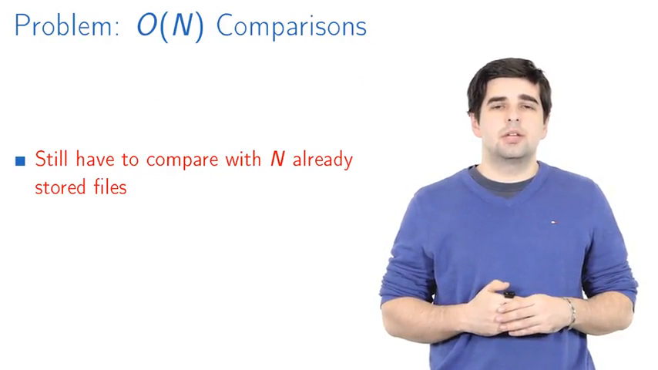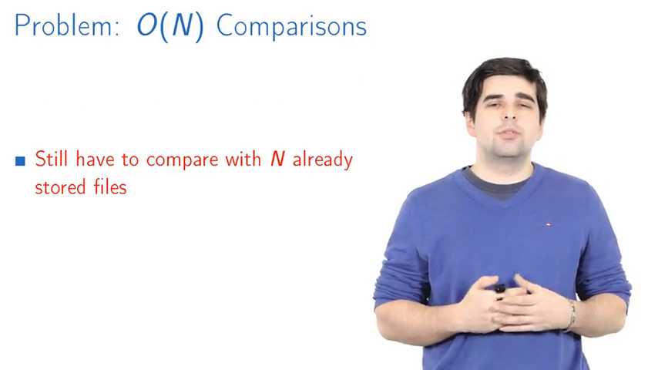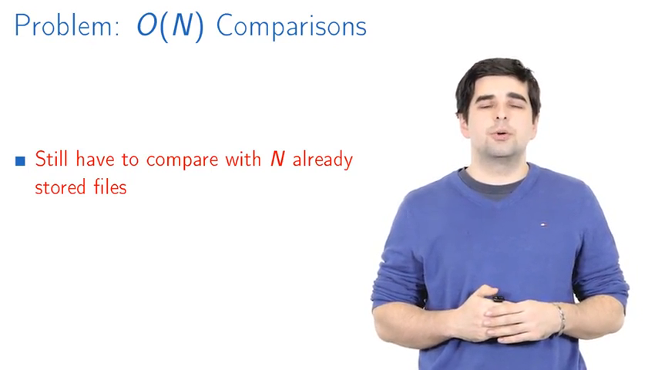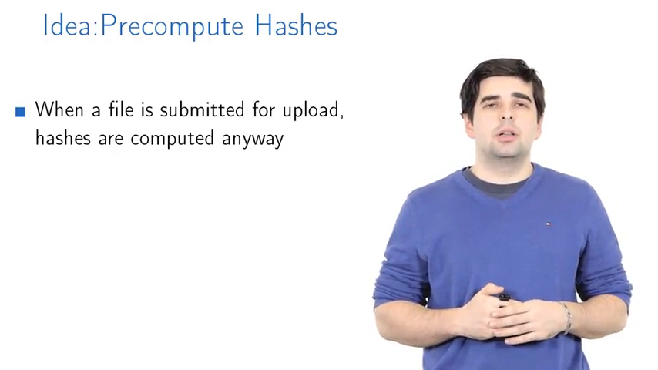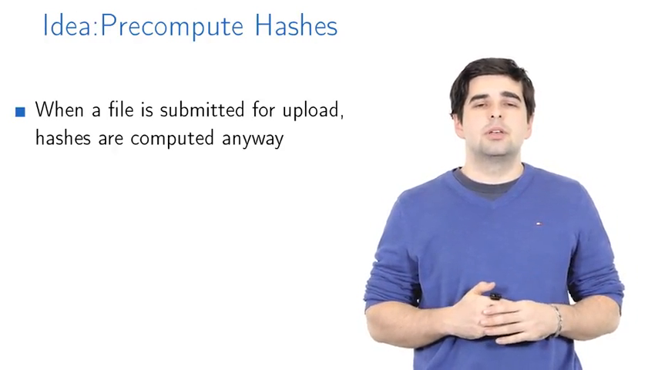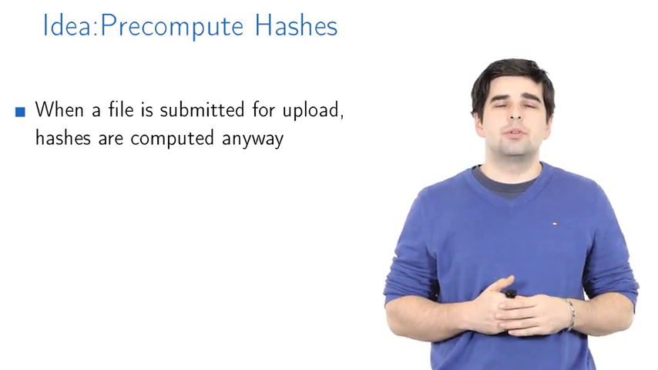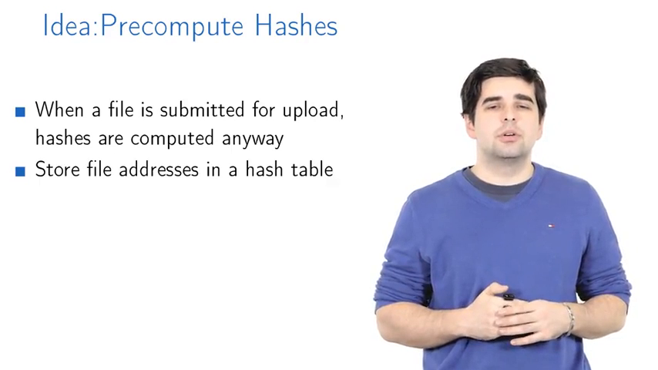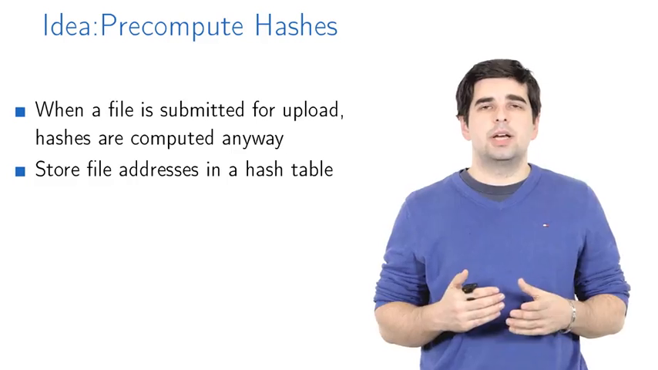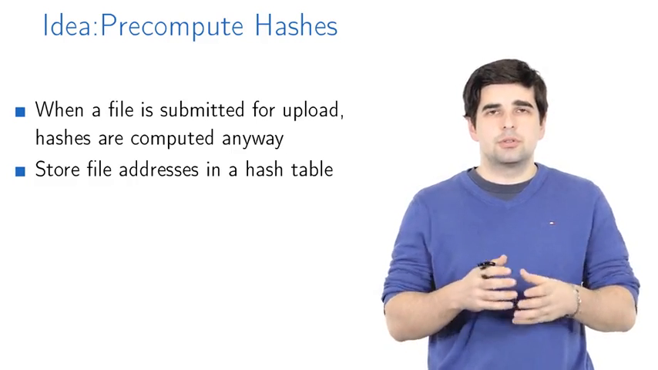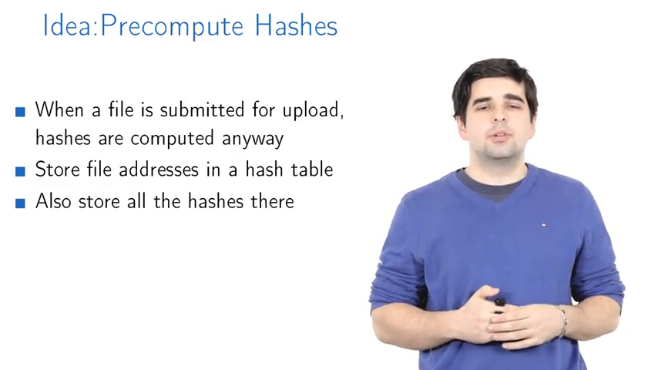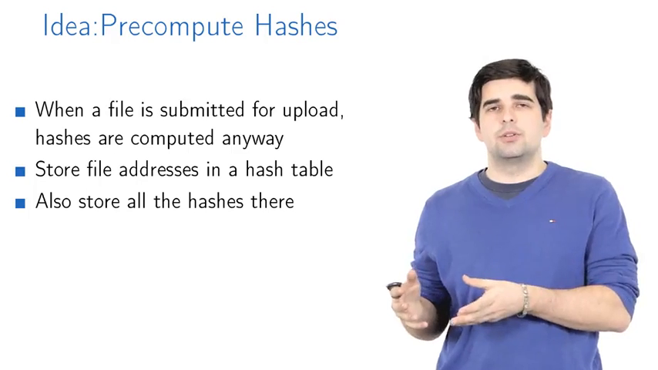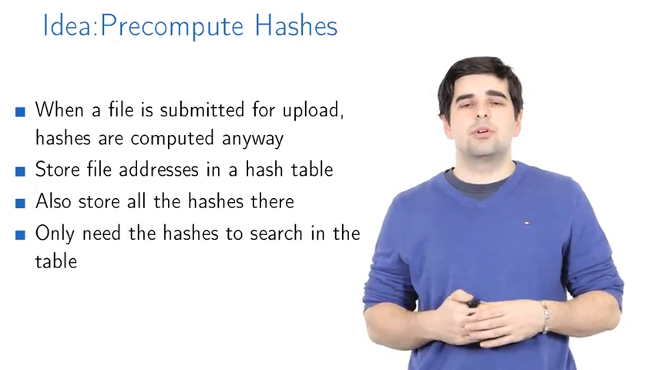So we still have an unsolved problem that we need to do O(n) comparisons with all the already stored files. So how can we solve this problem? Well, we can first pre-compute hashes, because when a file is submitted for upload, hash values for this file are computed anyway. So we can store the addresses of the files which are already stored in the service in a hash table, and along with the addresses of the files, we'll store those hash values for each file. So we pre-compute them and store them.